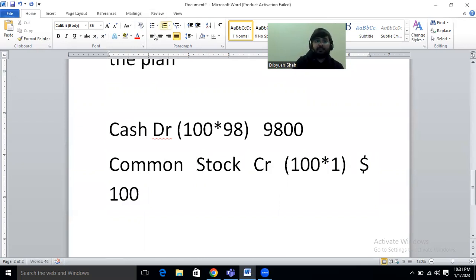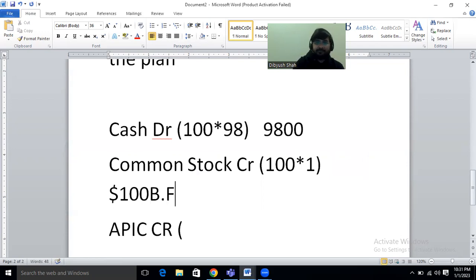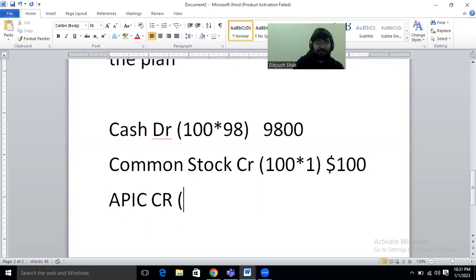Because there is an APIC, right? So I have to do something with the APIC. What do I do with the APIC? The answer is very simple. Market price will be ignored. APIC is the balancing figure. You can say it, balancing figure. And it will go as $9,700. We completely ignored the market price, that is $100. We treated it like any other issue, and we considered that the issue price was 98. Cash was debited, common stock was credited, and APIC was credited. So this is the first portion.